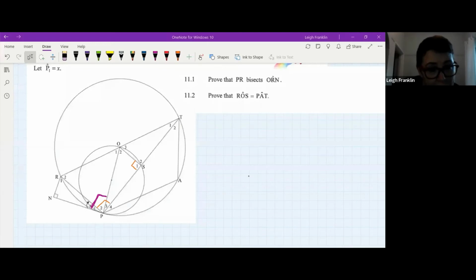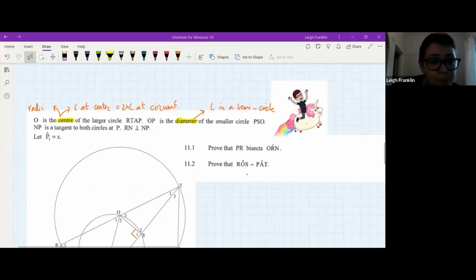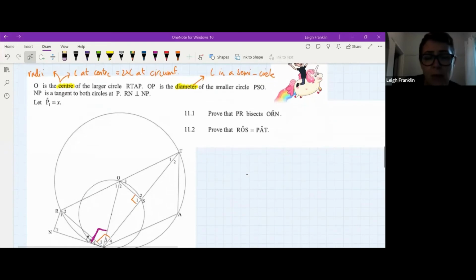P1 plus P2 are 90. S1 is also 90. Then we read on a little bit further and we see that NP is a tangent to both circles at P. So immediately when we see the word tangent, what do you start thinking of? What theorems? Exactly. Quite right, guys. Tan chord theorem. Okay, so tan chord theorem. What else do you think about? Because there could be more than one in this situation over here.